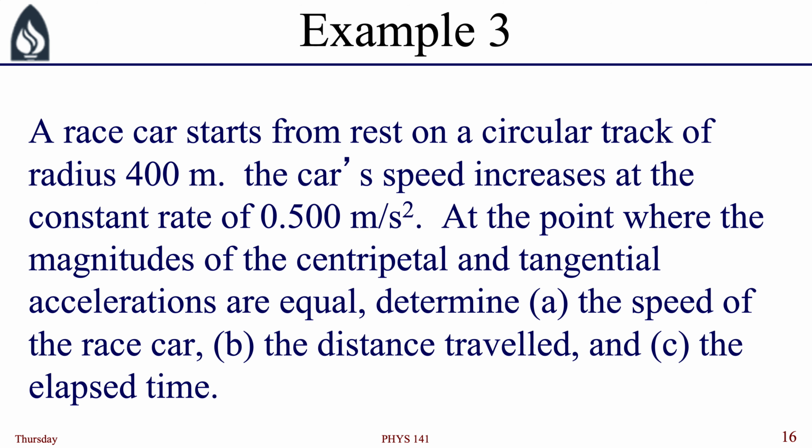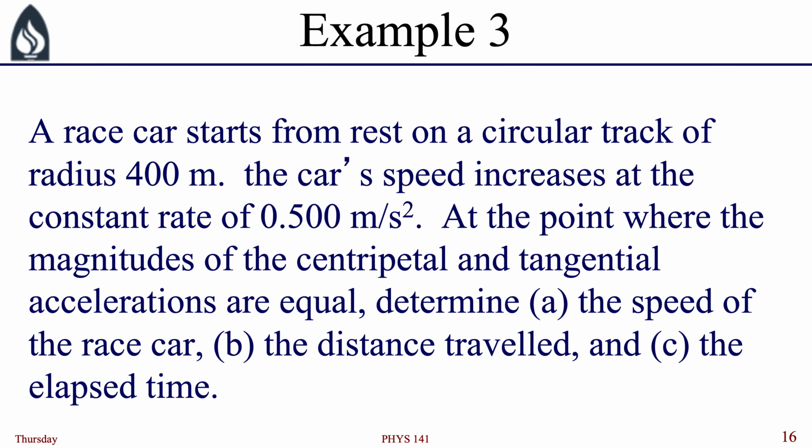So finally, let's look at an example that has to do with centripetal acceleration. In this example, a race car is starting from rest, and it's on a circular track of radius 400 meters. The car's speed increases at a constant rate of 0.5 meters per second squared. So at the point where the centripetal and tangential accelerations are equal, we need to figure out the speed of the race car, the distance it has traveled to get to this point, and the elapsed time.